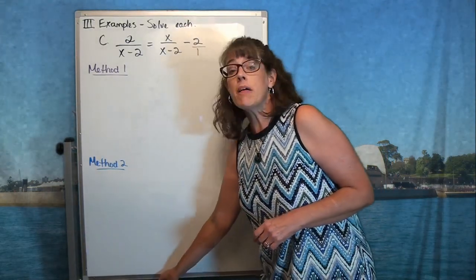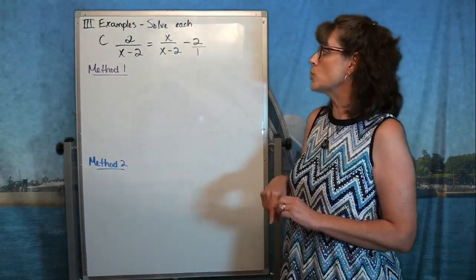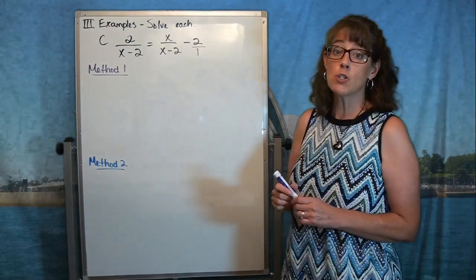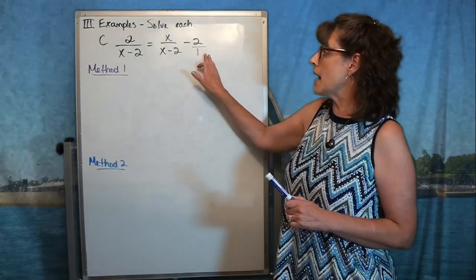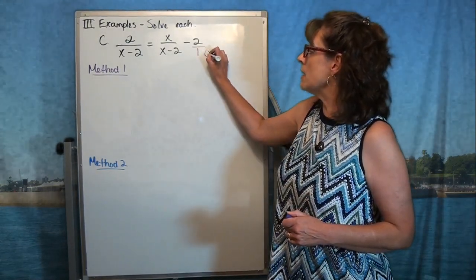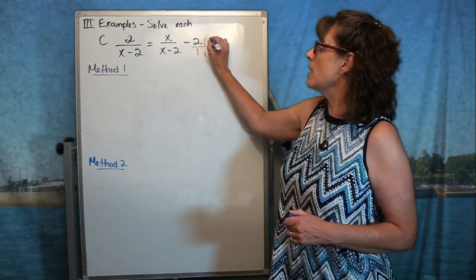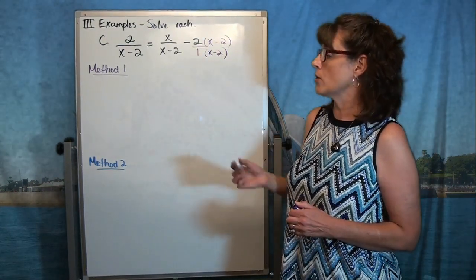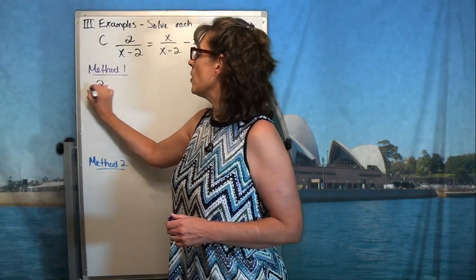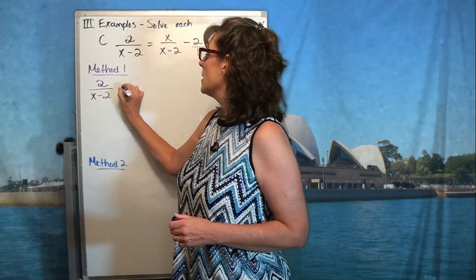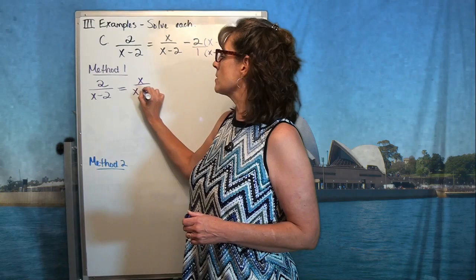So in this first method where we're going to retain those fractions, what I'm going to do is turn every denominator into that x minus 2, which means I need to take this one and multiply it by an x minus 2 on the denominator and an x minus 2 on that numerator. So I will have 2 over x minus 2 equals x over x minus 2.